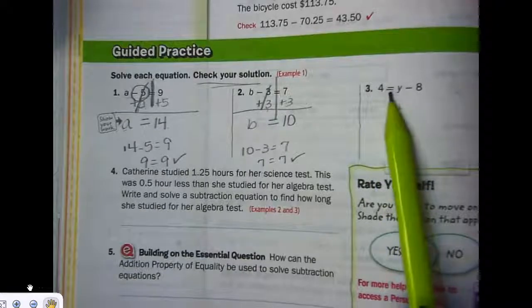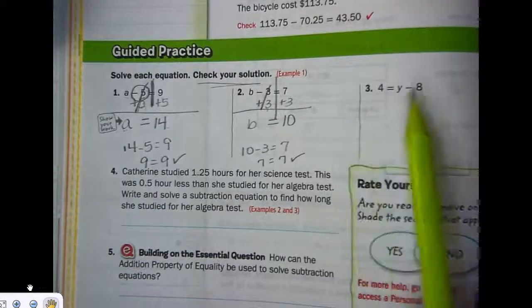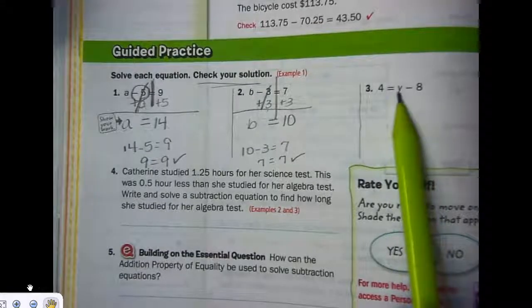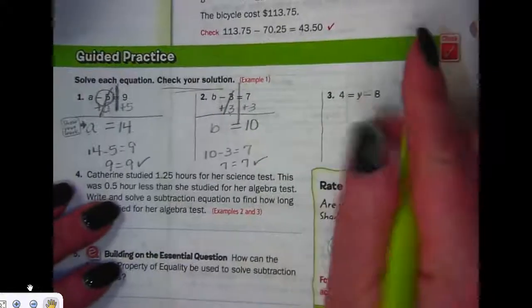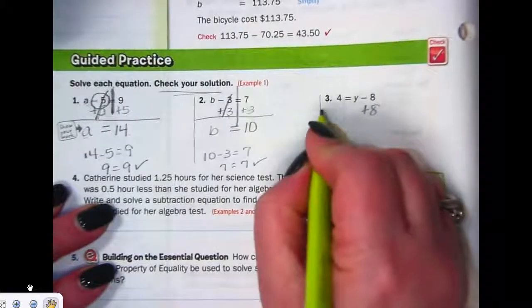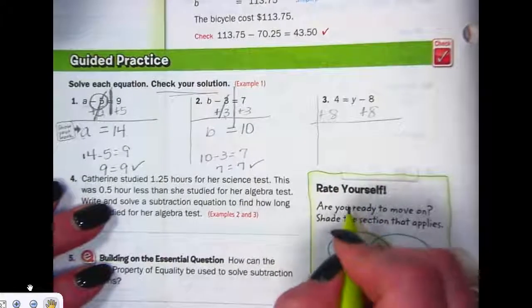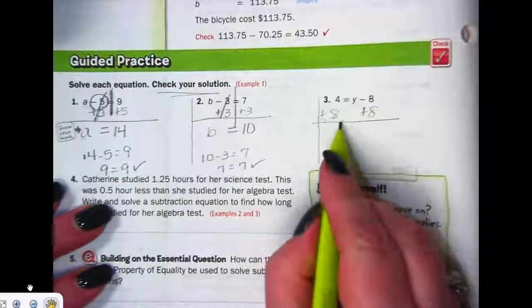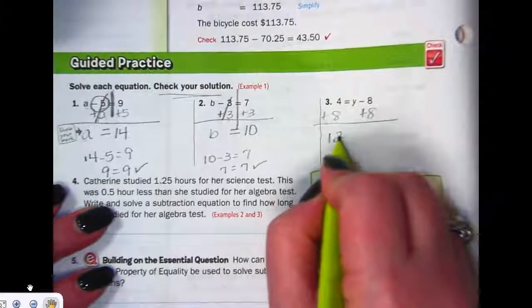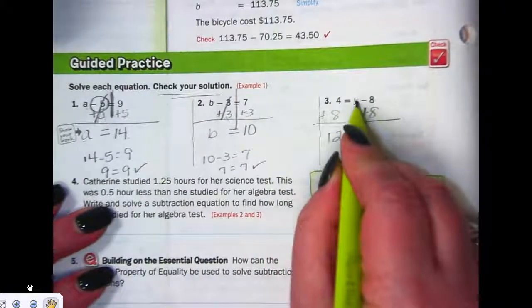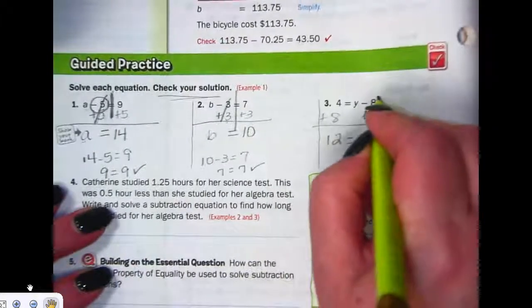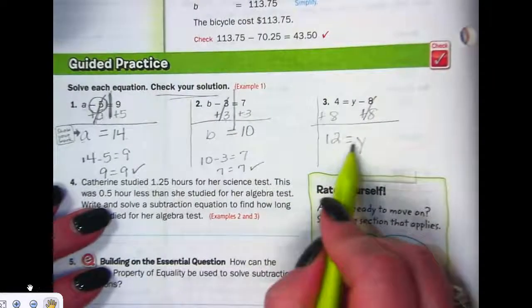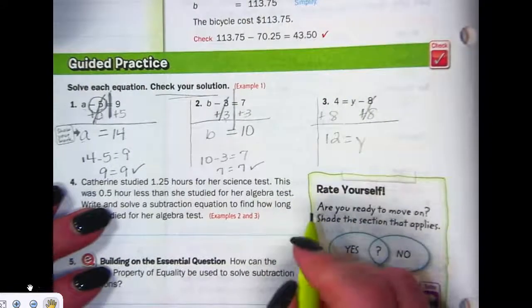So 4 equals a number minus 8. So we're going to do the same thing. We want the y by itself. So to get the y by itself, we have to undo this subtract 8. What's the opposite of subtracting 8? Adding 8 to both sides. And then just work. 4 plus 8 is 12. Bring your equal sign straight down. Y minus nothing is y. And negative 8 and positive 8, those make a 0 pair that goes away. So 12 equals y, or the y should be a 12.